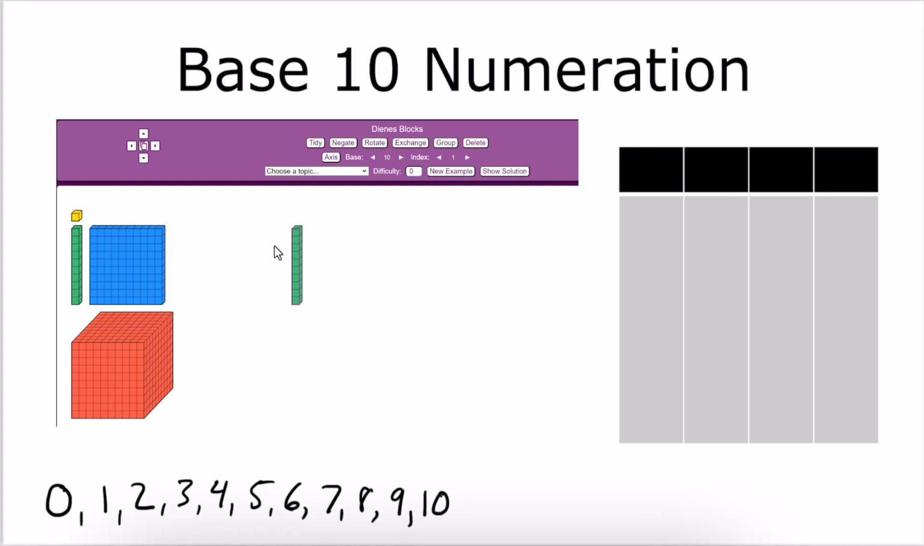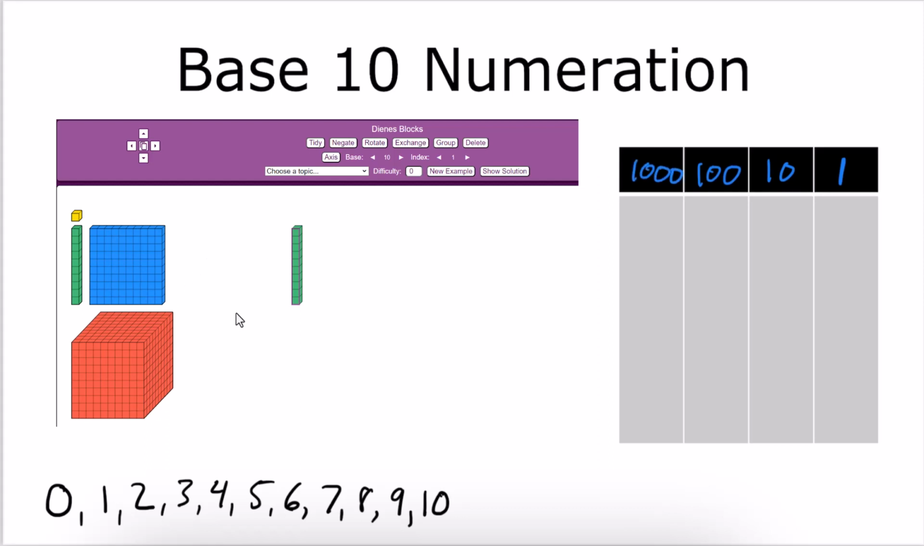And usually the way that we'll organize this is with a place value chart, and we'll say, okay, we've got the ones column, and you look at how many ones you have, which in this base 10 block set is represented with the yellow blocks. And then you say, how many tens do we have, how many hundreds, and how many thousands.